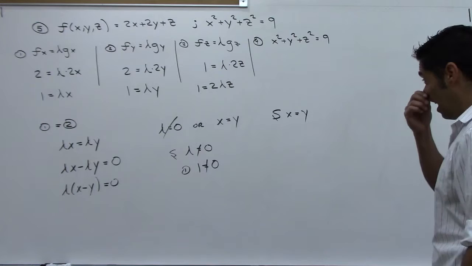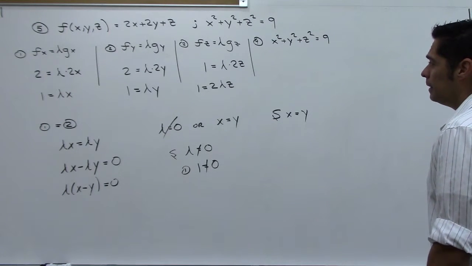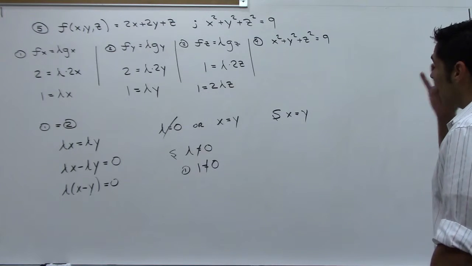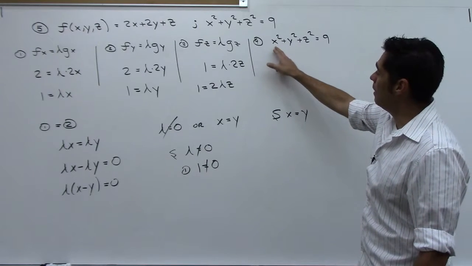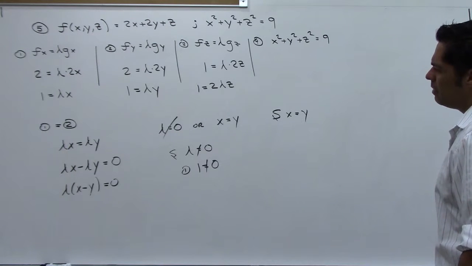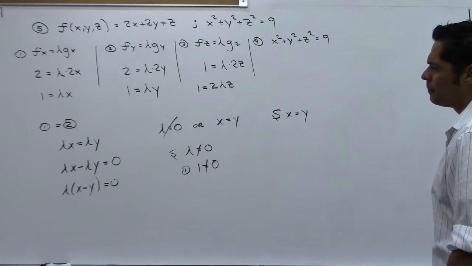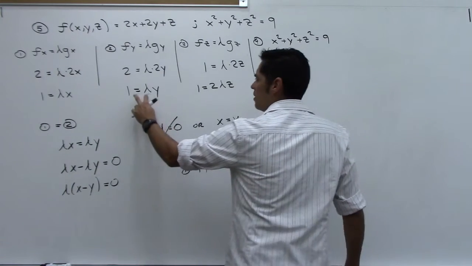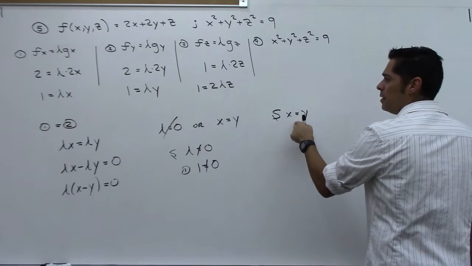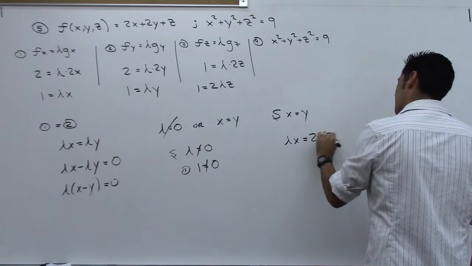If x equals y, then what can we do here? I could go into this equation and replace that x with y. What can I do with the last equation? Suppose x is y. I can take this equation, since it's equal to 1, and set it equal to this one. And remember, I'm assuming that x is y. I get lambda x equals 2 lambda z.